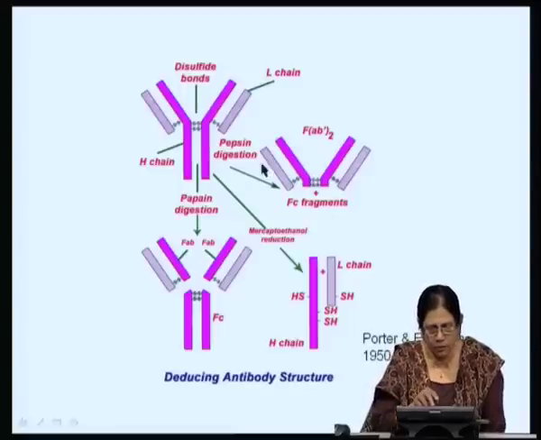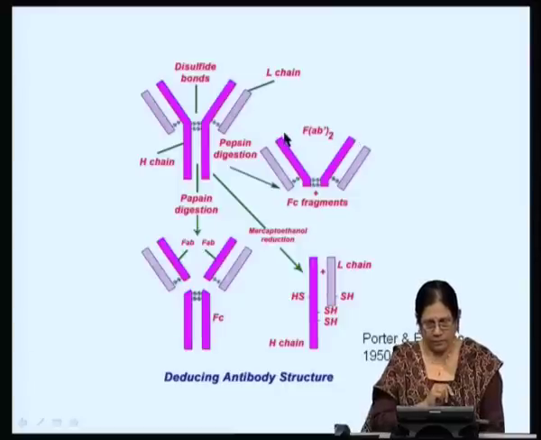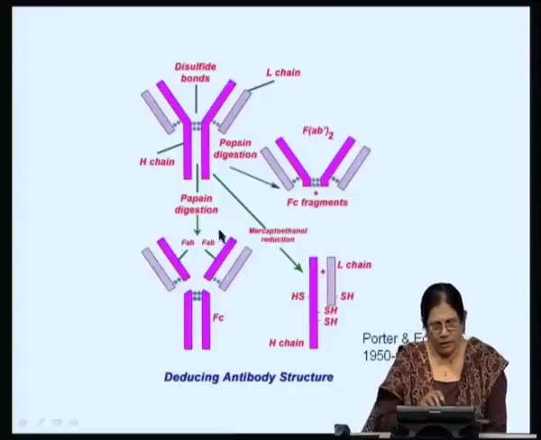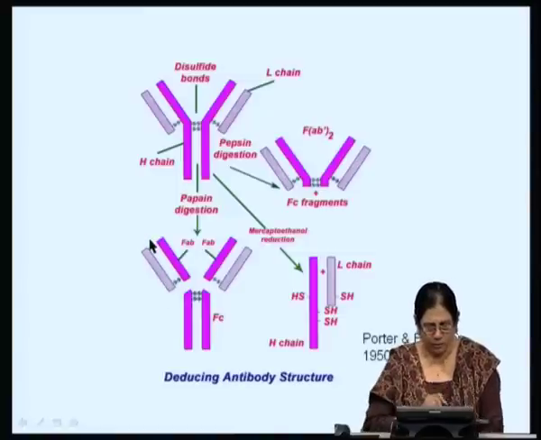What they obtained with pepsin digestion was a fragment which could bind two molecules of antigen, whereas with digestion with papain, they got a fragment which could bind only one. It was monovalent, binding only one antigen molecule.